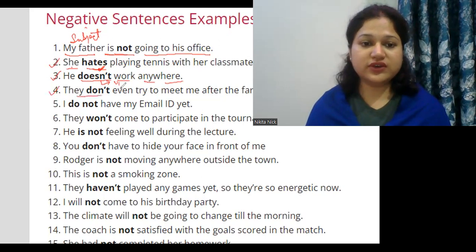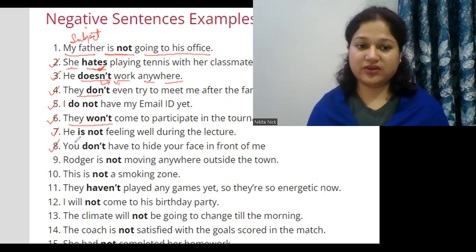Number 4, they don't even try to meet me after the farewell. Number 5, I do not have my email ID yet. They won't come to participate in the tournament. Number 7, he is not feeling well during the lecture. You don't have to hide your face in front of me. Number 9, Roger is not moving anywhere outside the town. Number 10, this is not a smoking zone.